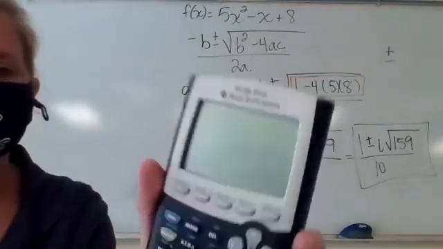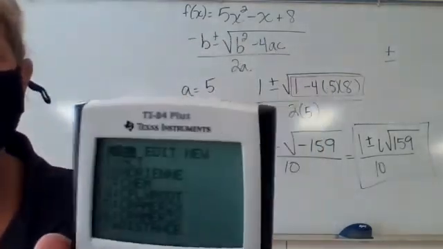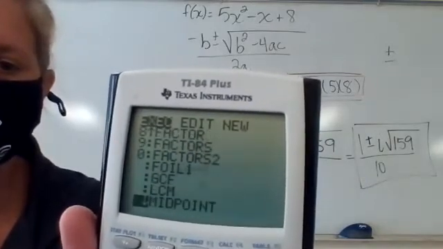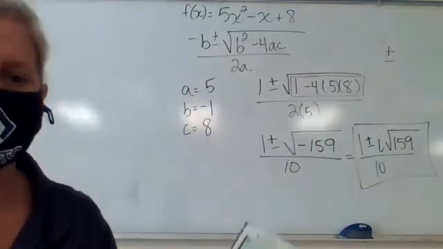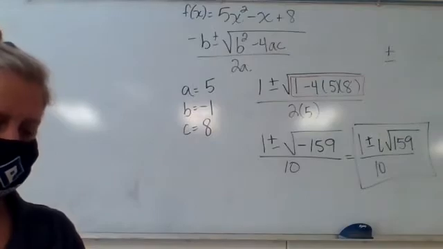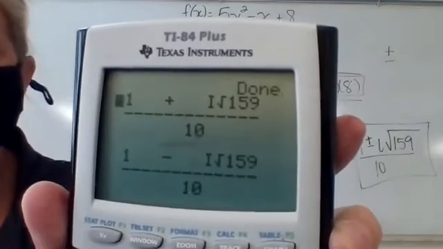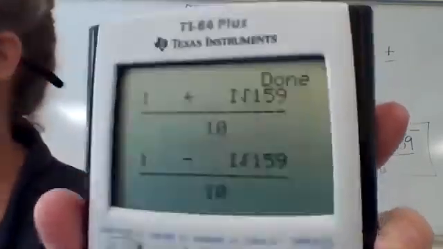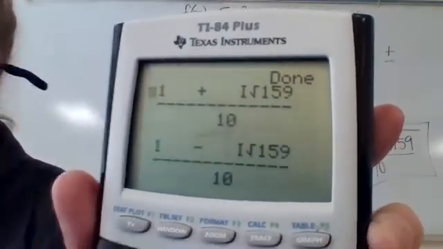I'm just going to program down to quad. Type in my A, B, and C, which in this case are 5, -1, and 8. 5, -1, 8. Hitting enter. And there's your two answers. 1 plus i square root of 159 over 10 and 1 minus i square root of 159 over 10.